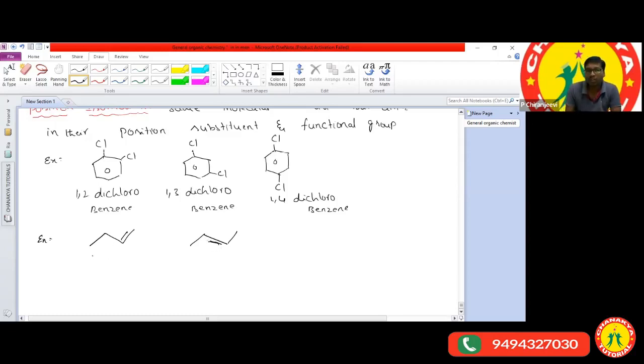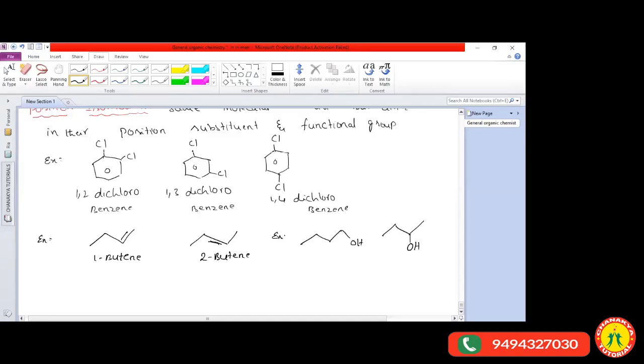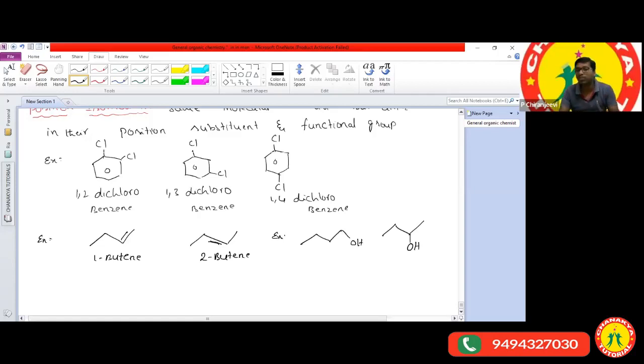In the first structure we can write the name as 1-butene. The second one we can write as 2-butene. 2-butene means the double bond is present at the second carbon atom. And I'll write one more structure. Can we consider these two structures as positional isomers? Yes, sir.